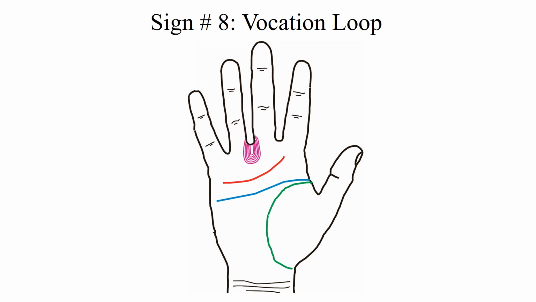Sign number 8. Vocation loop. The vocation loop is located between the Saturn and Apollo fingers. The person, having this sign, would be very serious, trustworthy, introspective, hardworking, and full of common sense.